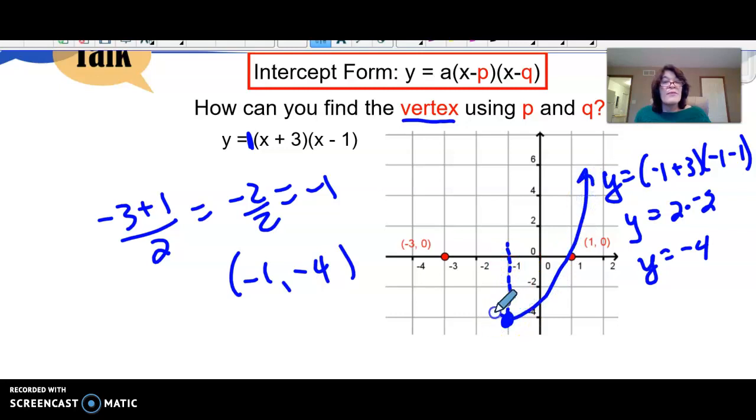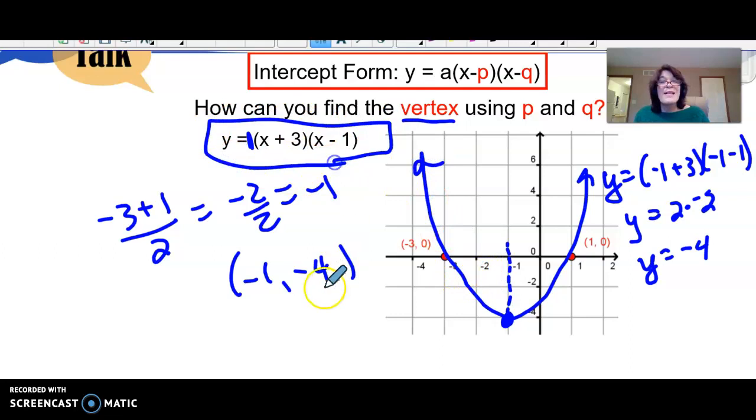And I'm pretty much done if I get my vertex and my intercepts. In some ways, I like this form the best. Because I have 2 points, I go halfway between, and I have my vertex. Boom. I know that A tells me which way it's opening. It's kind of nice.